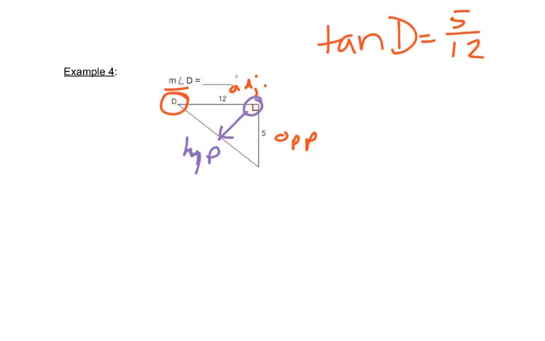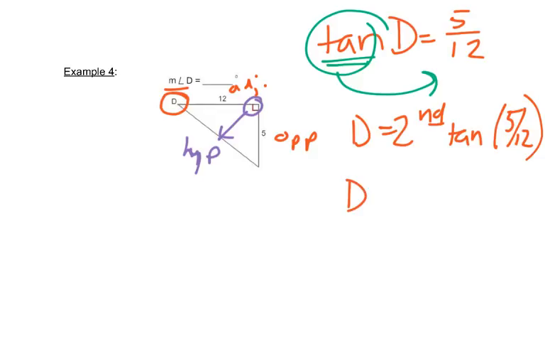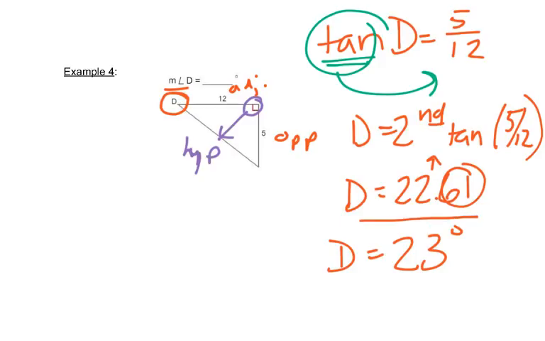So remember, we're trying to get D by itself. We're trying to move, this time, the tangent. We can't really divide by tangent because it's not tangent times D. But remember how we found angles in our last section? We did second tangent of, in this case it would be 5 divided by 12. So it's second tangent, 5 divided by 12. And that gives us 22.61. We'll round to the nearest degree. So this tells us that we need to go up. And we'll label it as 23 degrees.